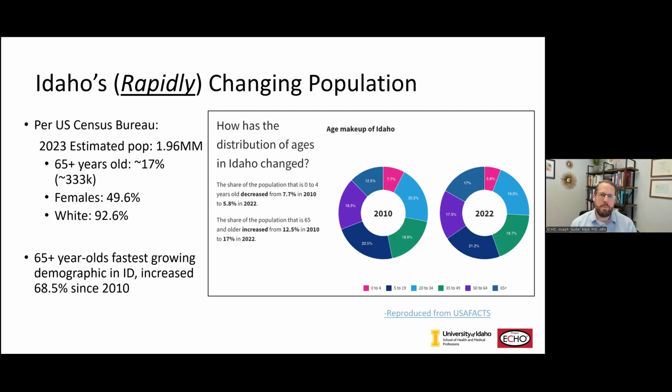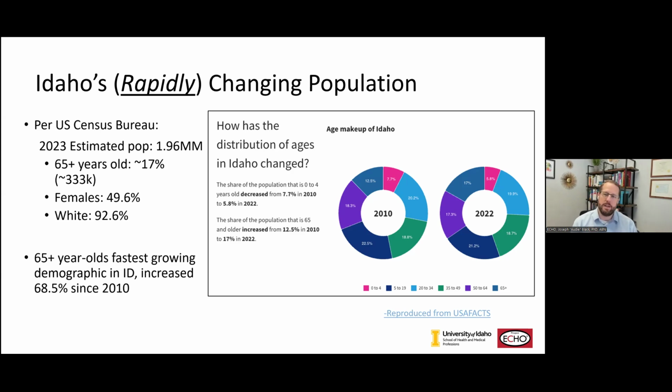We have a rapidly changing population in this state, and I presume you all know this, but if not, it's pretty eye-opening. One, we actually just broke 2 million as of earlier this year, the official population estimate for 2025. But what's striking is the percentage of people who are 65 and older. And it's actually the fastest growing demographic segment of our entire state.